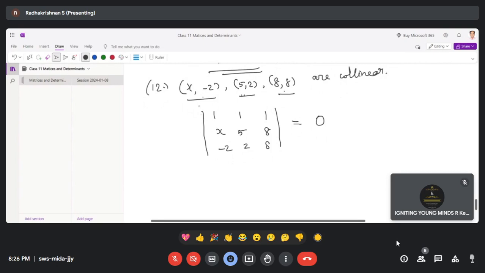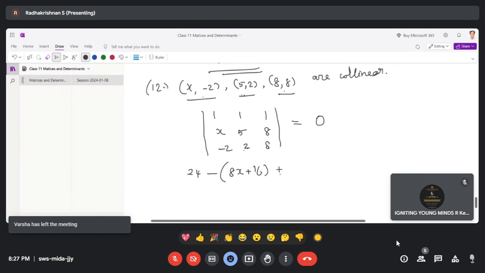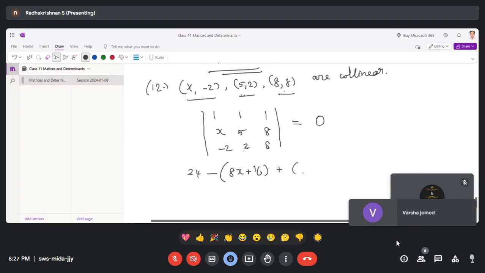So what is that determinant coming to? 5 8s are 40 minus 8 2s are 16. 40 minus 16 into 1, we can ignore that. 40 minus 16 is 24 minus, okay, but 8x minus 16, 8x plus 16 plus 2x minus 10 minus 10, right?